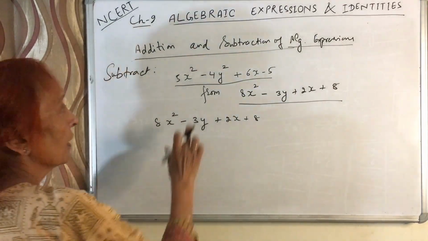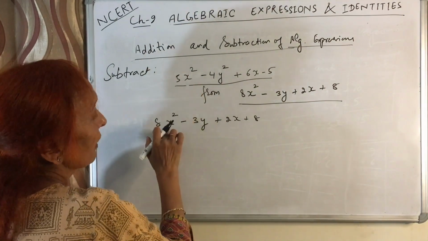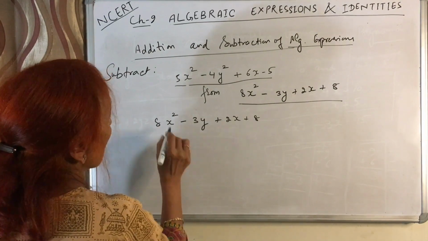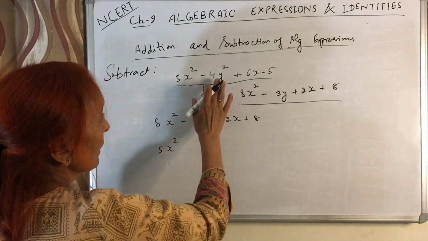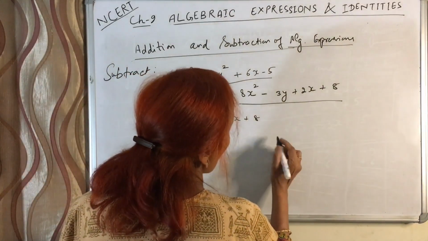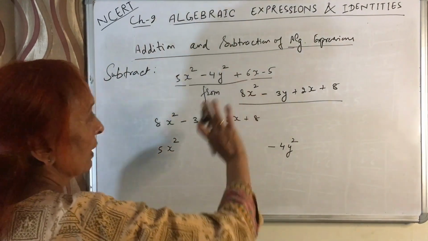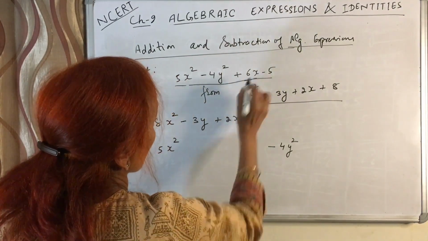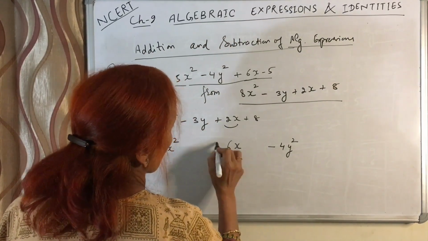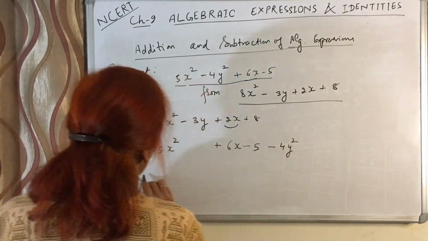Now we are to subtract this from this. 5x square and 8x square are like terms. So we'll write 5x square below this term, minus 4y square, no y square in this term, so we'll write minus 4y square here, plus 6x, here 2x is there, so we'll write 6x below this, minus 5, constant term is here, so we'll write minus 5.